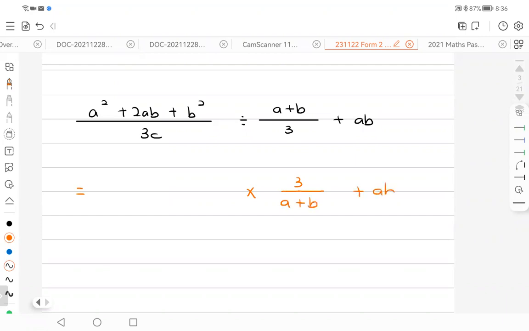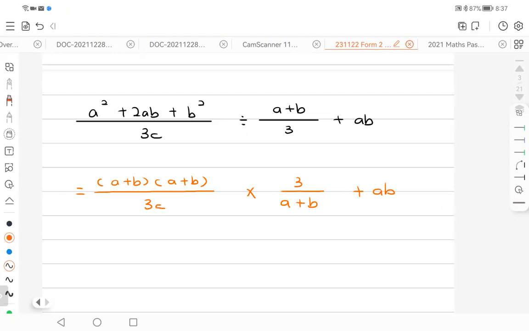Okay, so in front, you look at here, a square plus 2ab plus b square. If you know how to factorize, then you factorize. So how to factorize, you will get what? a square plus 2ab plus b square. If you factorize, you will get a plus b, right? Okay, so a plus b is times a plus b. Denominator 3c, nothing can be factorized. So just copy.